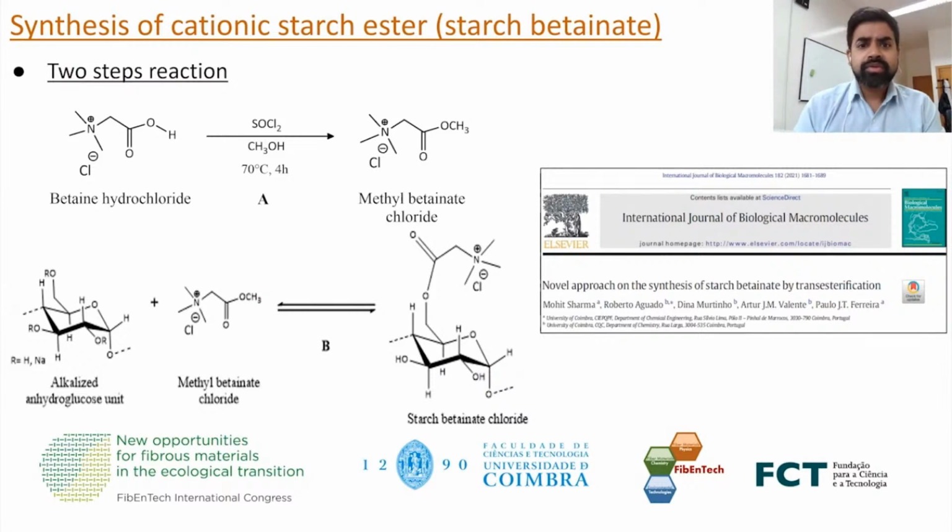The reaction proceeds in two steps where betaine hydrochloride, in the presence of thionyl chloride and methanol, is first converted to its ester form. This ester form of betaine hydrochloride then reacts with the starch to give starch betainate, which is a cationic starch ester. In this work, we used starch betainate with a degree of substitution of 0.3.